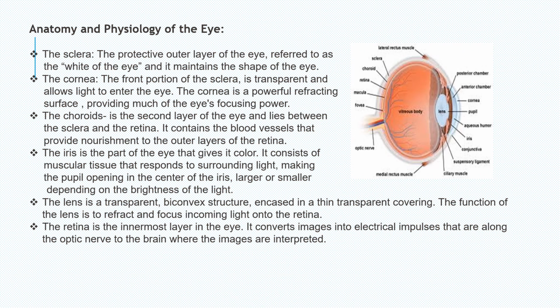Anatomy of the eye. Sclera: the protective outer layer of the eye, which is referred to as the white of the eye. Cornea: front portion of the sclera, which is transparent and allows light to enter the eye. Choroid: the second layer of the eye, which contains blood vessels and provides nourishment. Iris: part of the eye that gives color. Lens: transparent biconvex structure. Retina: innermost layer of the eye, which converts images into electrical impulses.